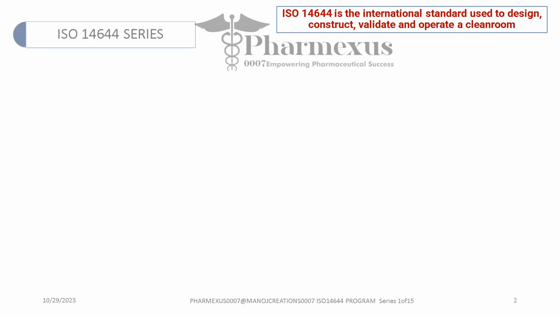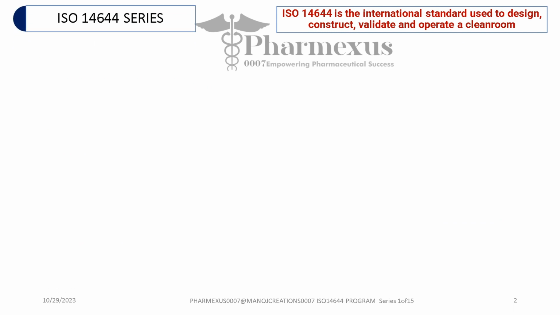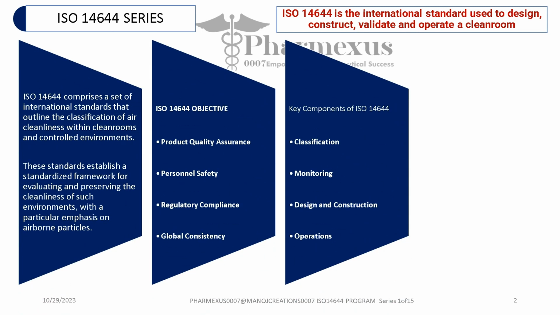Now here, this slide indicates the ISO 14644 series in a very descriptive manner. Now let us understand what ISO 14644 is. ISO 14644 comprises a set of international standards that outline the classification of air cleanliness within clean rooms and controlled environments. Now, why is it required? These standards are required to establish a standardized framework for evaluating and preserving the cleanliness of such environments, with a particular emphasis on airborne particles.